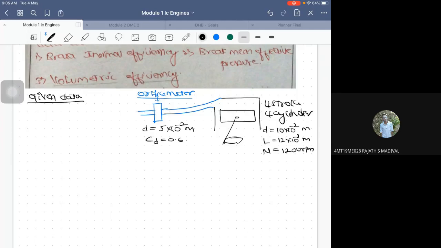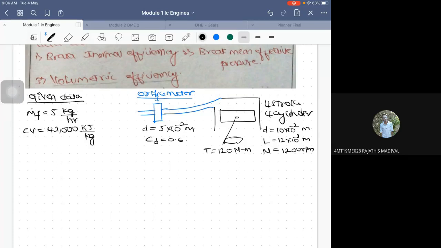Next, brake torque. He has directly given the torque, so I would just write torque here. Torque is equal to 120 Newton meters, so in comfortable units only. He has mentioned the fuel consumption, so the mass flow rate of fuel is 5 kg per hour. Let it be. We will modify things accordingly, according to our needs. Next, the calorific value of the fuel is given, and it is 42,000 kilojoules per kg.